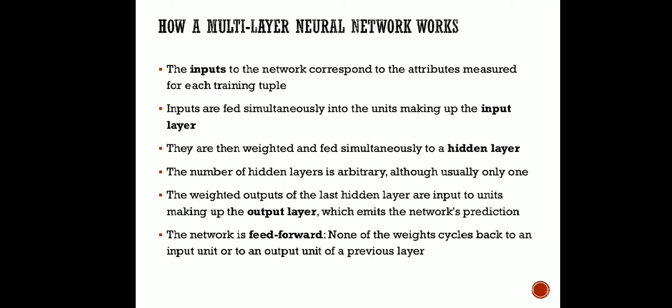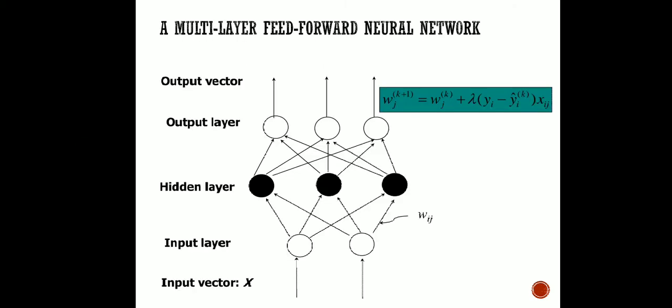The weighted outputs of the last hidden layer are inputs to the units making up the output layer. If we revisit the previous slide, the weighted outputs are whatever the hidden layer generates by combining the inputs from the input layer and the weights associated with them. If there is more than one hidden layer, the output of the first hidden layer will be fed to the second, the output of the second will be fed to the third, and in this manner the output of the last hidden layer will be fed to the output layer only, right?